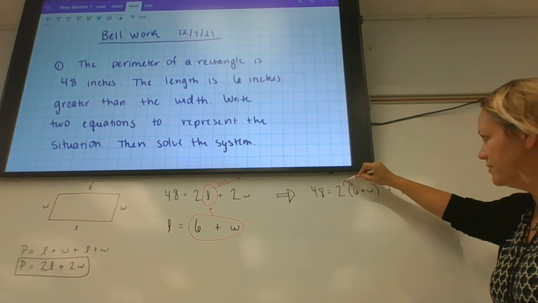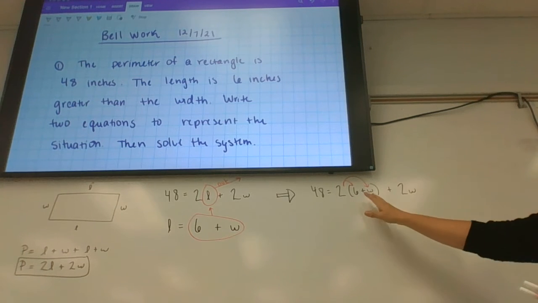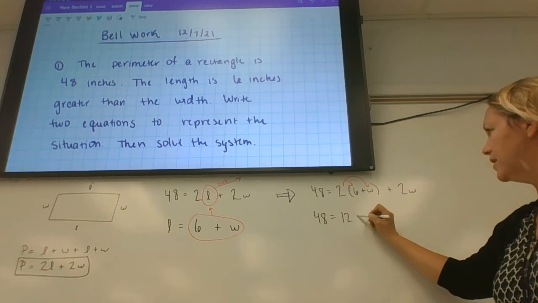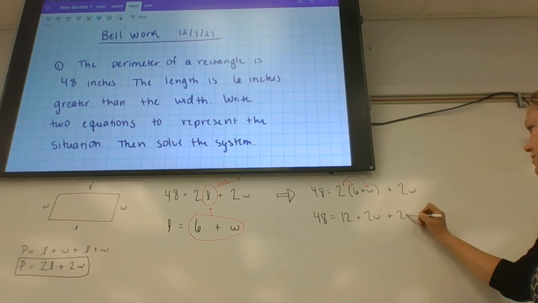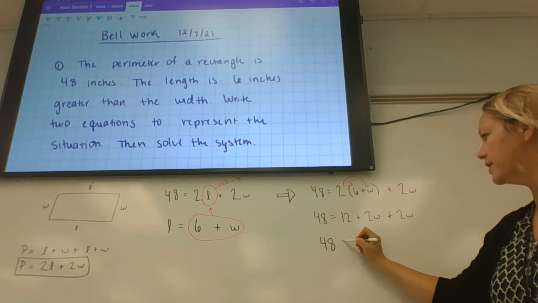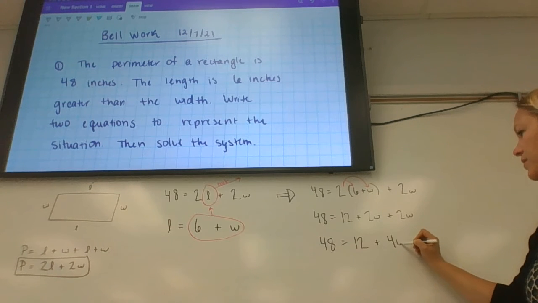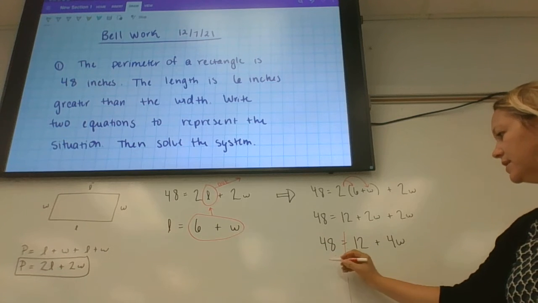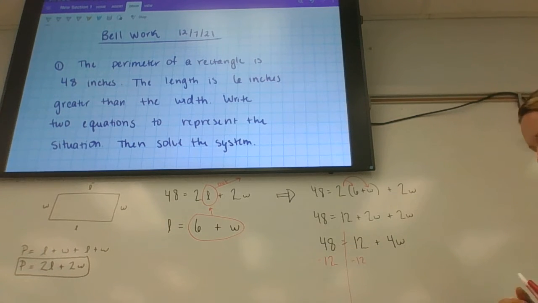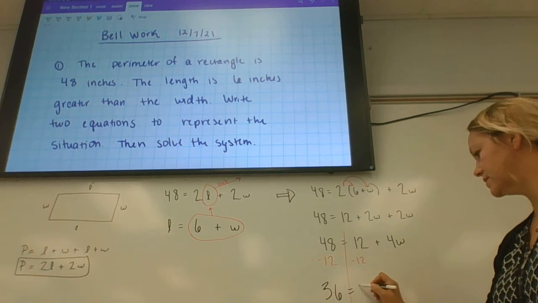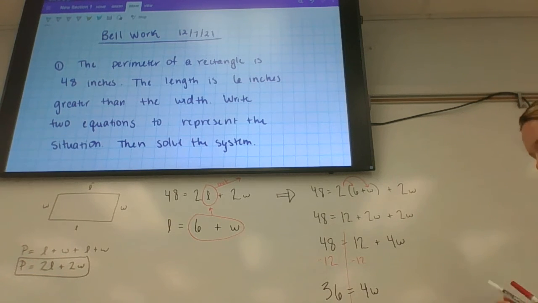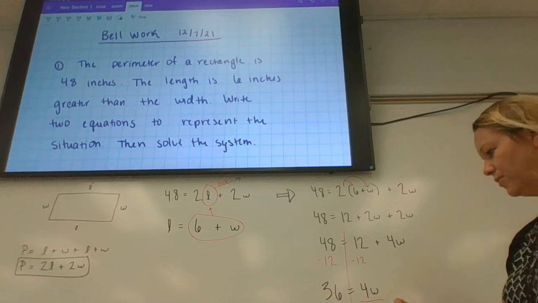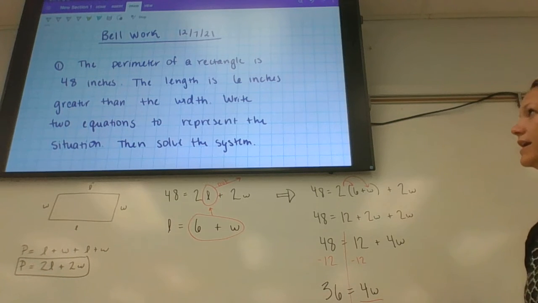Now you have to distribute. It's not just 2 times the 6, it's also 2 times the w. So that's 48 equals 12 plus 2w plus 2w. 48 is 12 plus 4w. Put your little line in and start to get w alone. 36 is 4w. Divide. The width of the rectangle is 9.